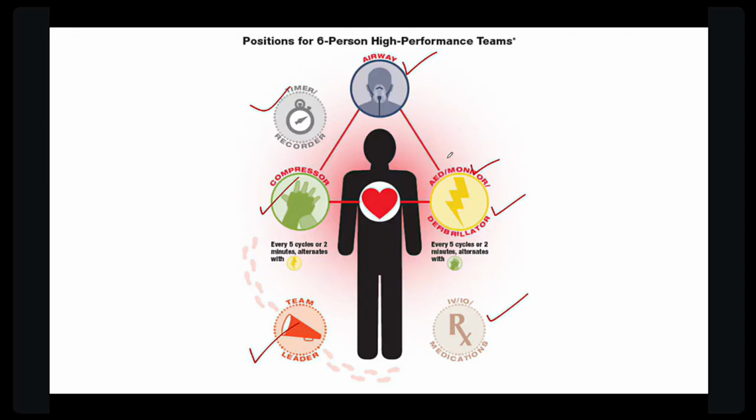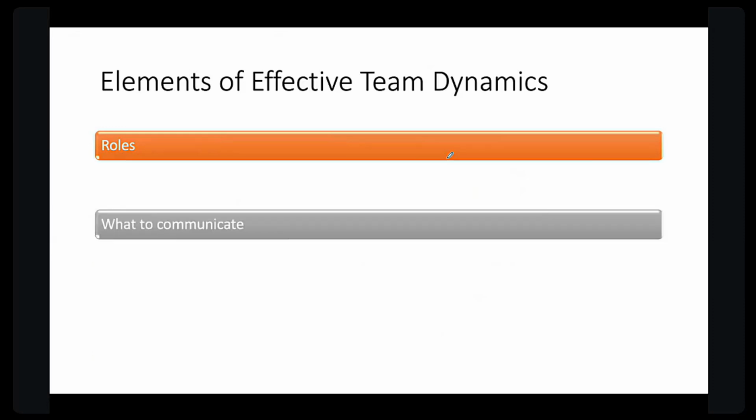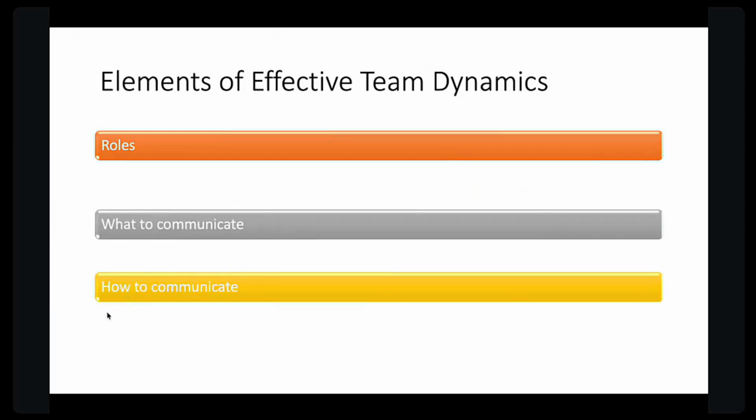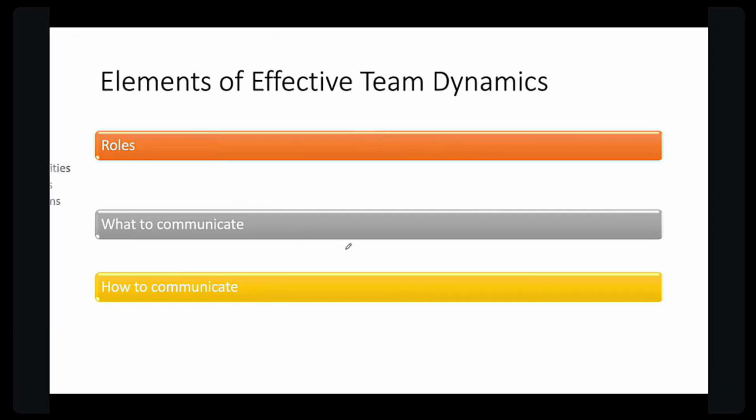Okay, so this picture is very important. This is an important concept that the American Heart Association is actually emphasizing: effective team dynamics. My personal experience is this is not only applicable for resuscitation or in code blue scenarios, it's applicable for any crisis management inside our anesthesia practice or acute medicine practice. So we need to define the roles. We should know what to communicate, and of course, how to communicate is also important in most scenarios.